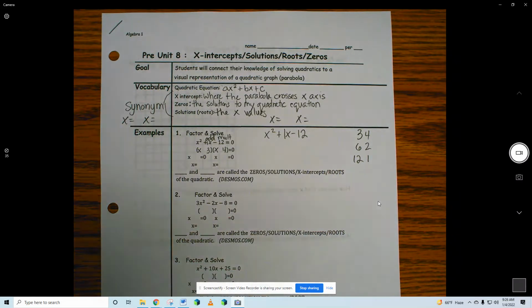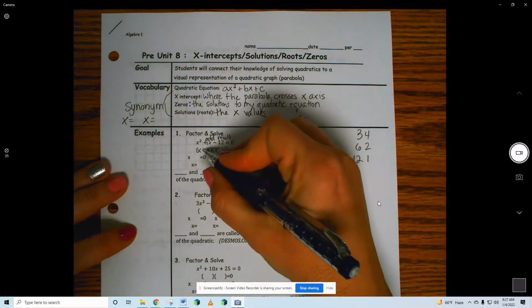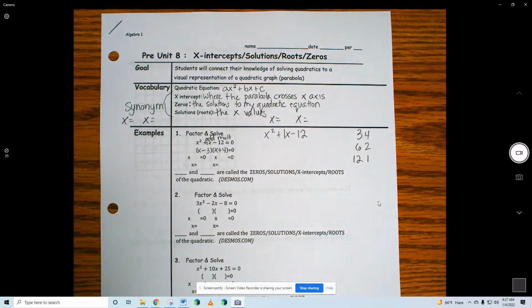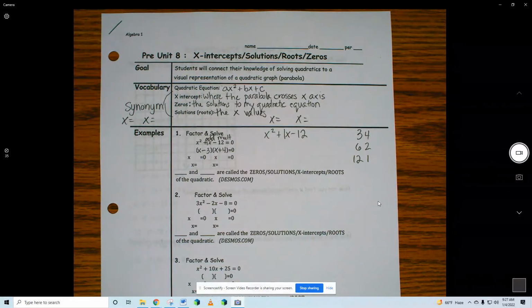I want a positive 1. So a negative 3 and a positive 4. Because remember, outside, inside have to add up.